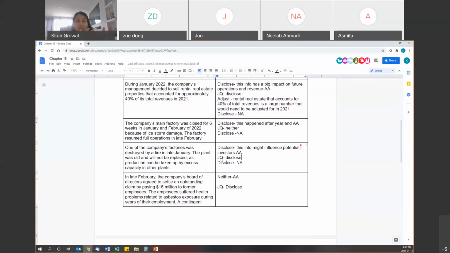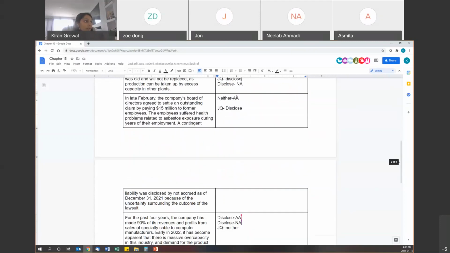For the type of disclosure, you would want to have disclosure here because you want to say, okay, December 31st, we said we had a factory of this much money. But to let the users know, a few weeks later, the factory burned down, and therefore we're no longer going to have that asset on our books in 2022. Okay, so we'd want to disclose that one.